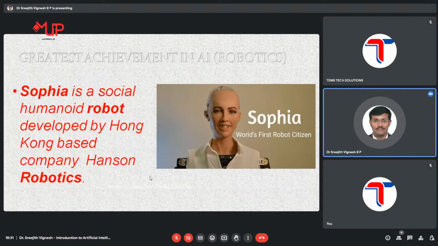Right. So this is Sophia, the world's first robot citizen. I have told you it is a social humanoid developed by the Hong Kong-based company Hanson Robotics, and it is able to give answers to all the questions posed in front of it. Somebody claimed that Sophia should be awarded a Doctor of Philosophy as it has answered all the questions. So this is how the greatest achievement is happening. It is the first robot to have citizenship in a country. That is also being made, and this is the greatest achievement, treated as a benchmark or milestone in the history of artificial intelligence.